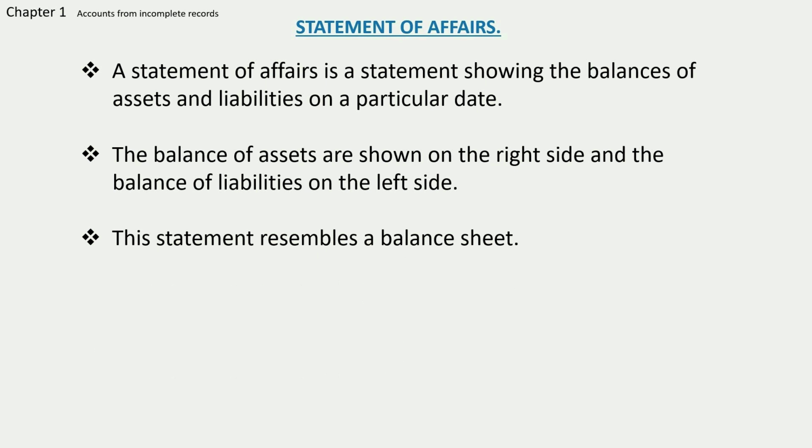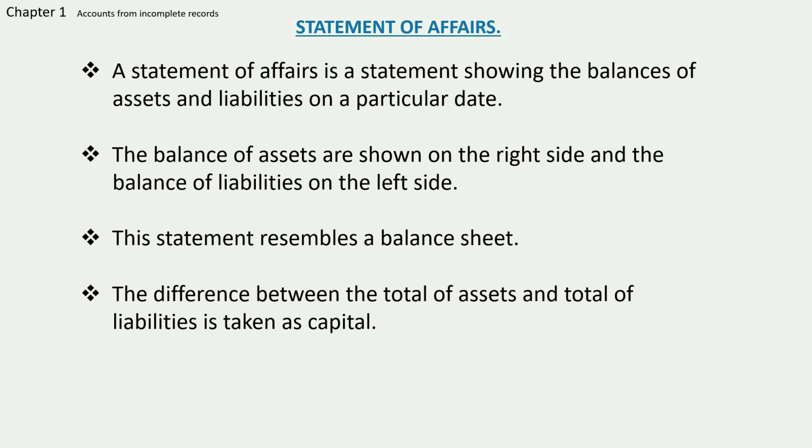Although the statement of affairs is a list of assets and liabilities, it is not called balance sheet because the values of all assets and liabilities shown are not fully based on the ledger balances. Some items are taken from accounts maintained, some items from relevant documents, and some balances are mere estimates based on memory. The difference between the total of assets and the total of liabilities is taken as capital.